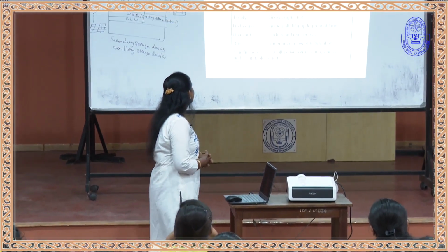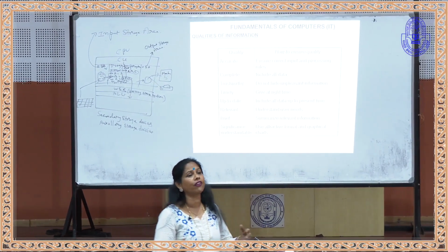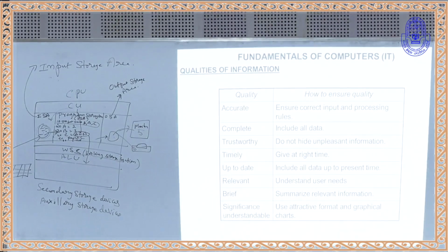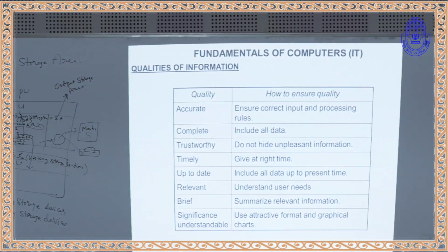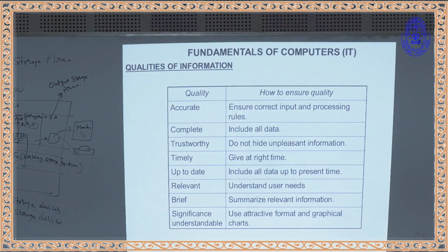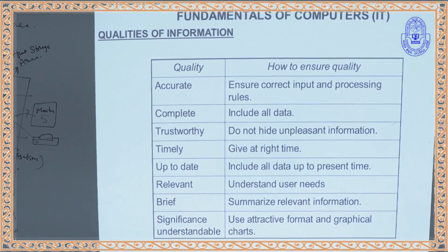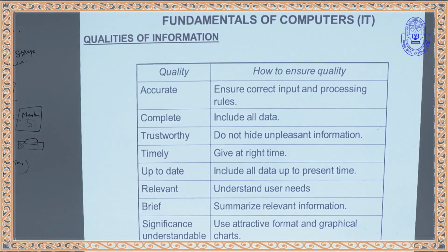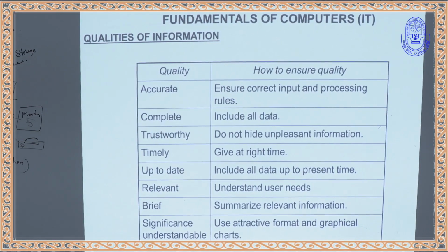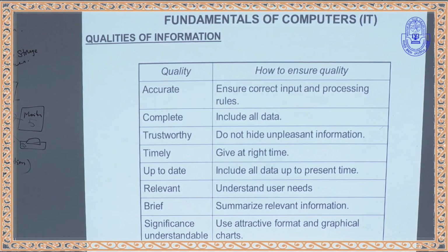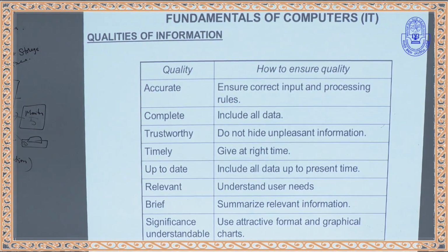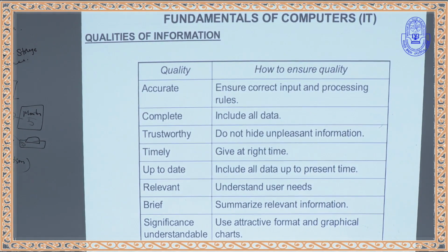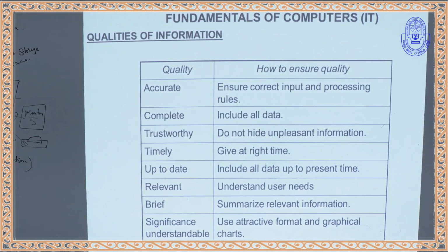See the qualities of information. When you process the data, it is very accurate. Your computer is very fast. It is accurate, which means if you make a mistake, if you feed wrong data, then only it gives the wrong output. Garbage in, garbage out. It is complete, which means it includes all the data. It is trustworthy, it is timely, very fast. It is very relevant, you understand user needs, then use an attractive format and graphical charts. You have so many options here.